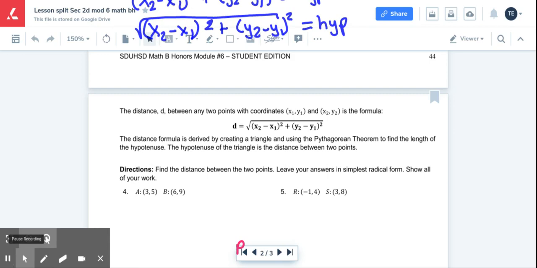Okay, so here they're just showing us the distance formula. You need to memorize it, but remember, it's really not that hard. It's just Pythagorean theorem. So that's something that we want to memorize.